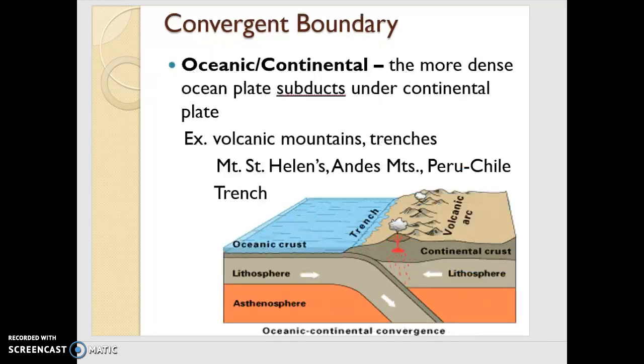And then our last type of convergent boundary is an oceanic continental, so it's the 2 types of crust coming together. The more dense plate is going to go underneath, which is the oceanic. It's going to go underneath the continental, which is called subduction, and it creates volcanic mountains, some trenches. Some real-world examples are Mount St. Helens, the Andes Mountains, and the Peru-Chile Trench. So when you're drawing your picture here, you're also going to have another one subduct underneath.